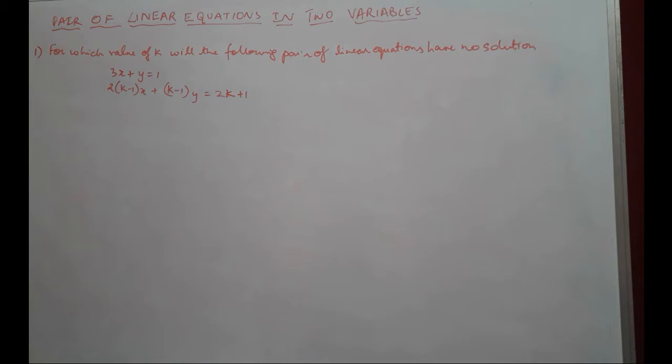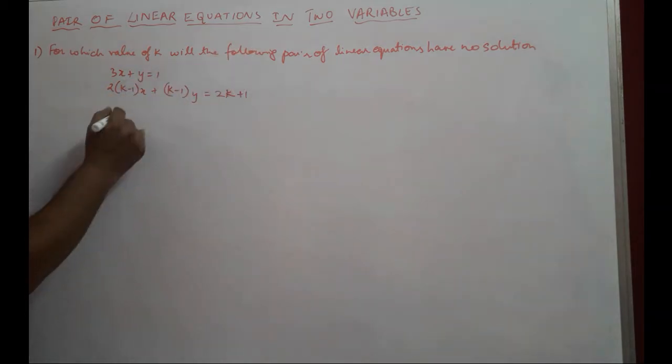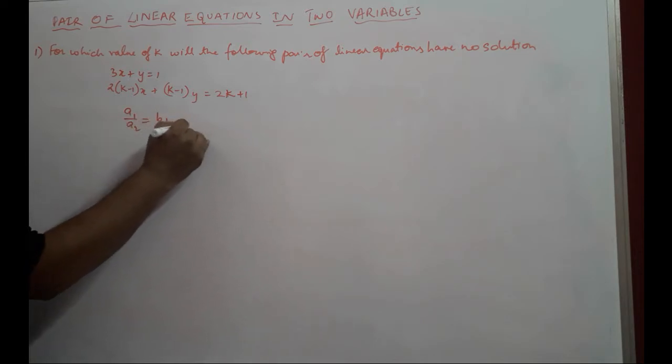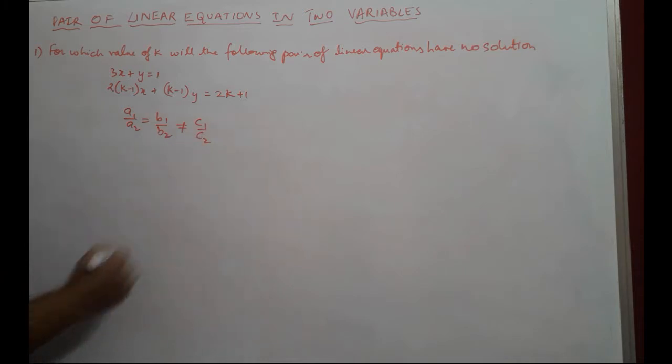Okay, so let's begin with the first problem, which says for which value of k will the following pair of linear equations have no solution. So we have been given a pair of linear equations, and we have been also given the fact that they give you no solution. So we have to put in the condition where it does not give us any solution. Like, what is the condition which says that there is no solution? A1 upon A2 equal to B1 upon B2 is not equal to C1 upon C2.